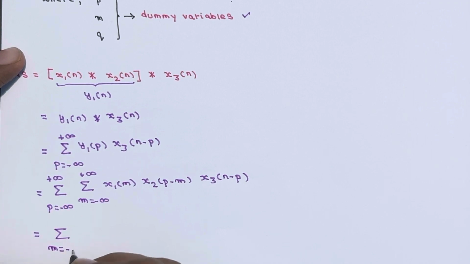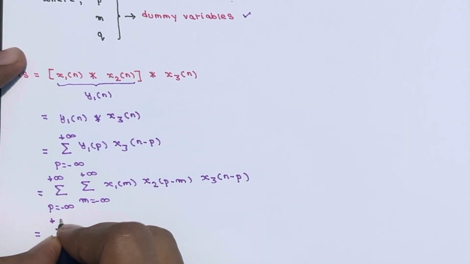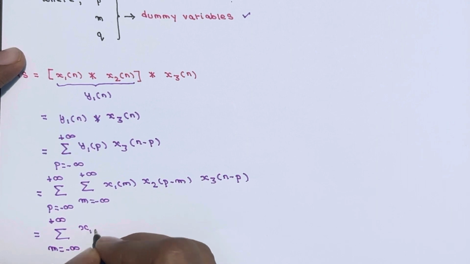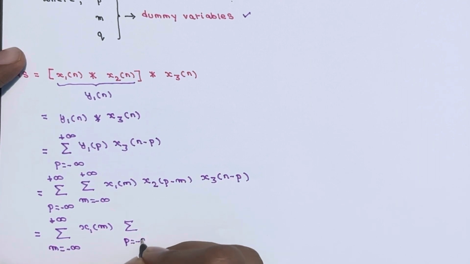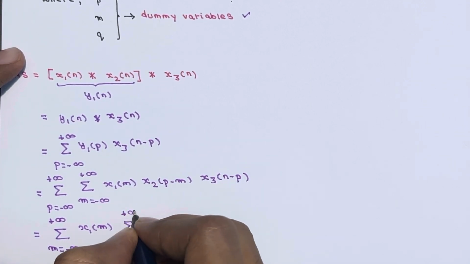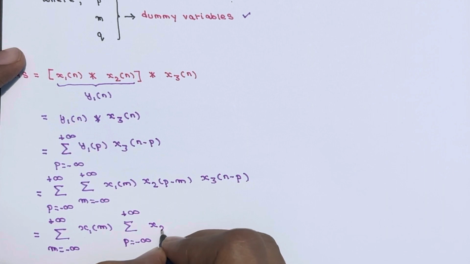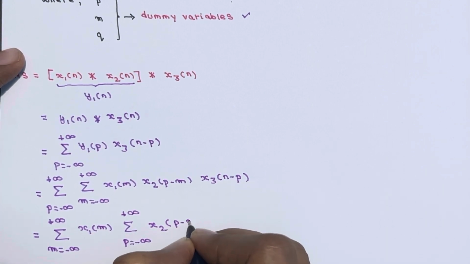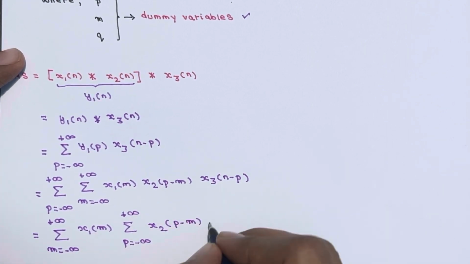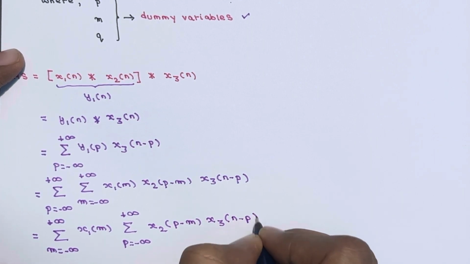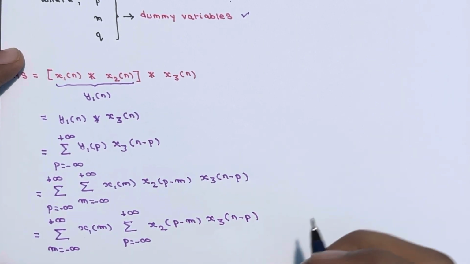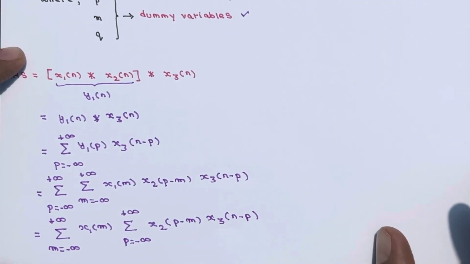Summation limit m is equal to minus infinity to plus infinity x1 of m, into summation p is equal to minus infinity to plus infinity x2 of p minus m and x3 of n minus p. Okay, it is clear? Fine. Let's move further.